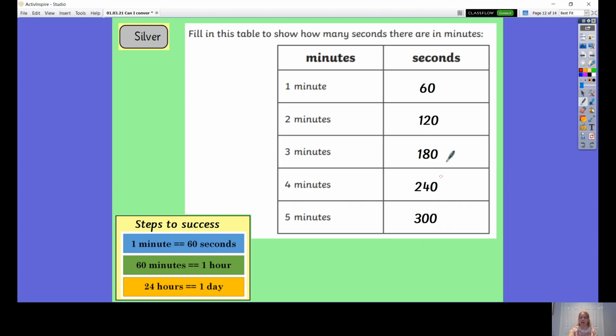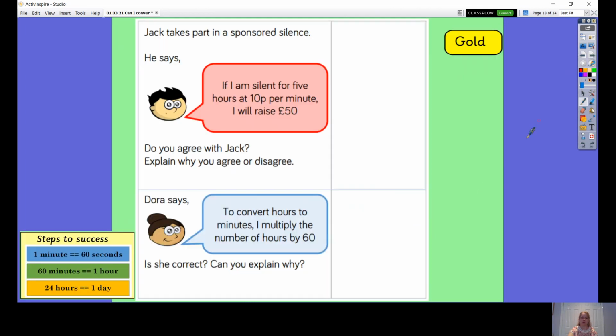And here are all the answers. And if you look, if you ignore those zeros, this is basically a 6 times table, isn't it? 6, 12, 18, 24, 30. So my 6 times table really helped me out with those. Pause if you need to, obviously, to mark those. And then moving on to our gold activity.